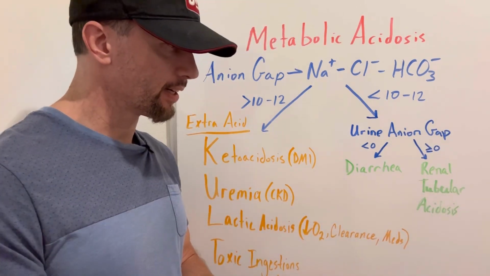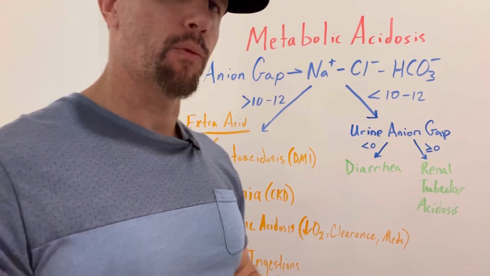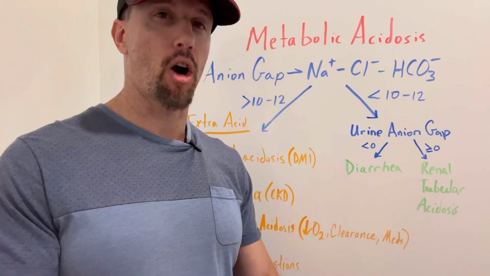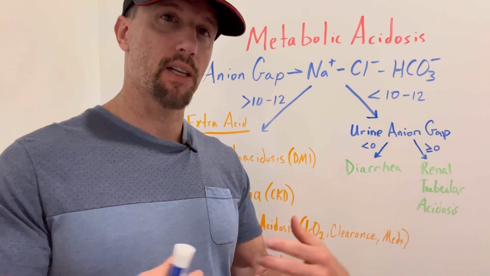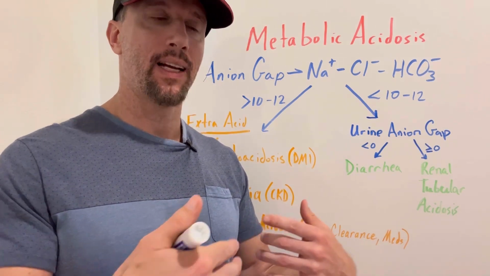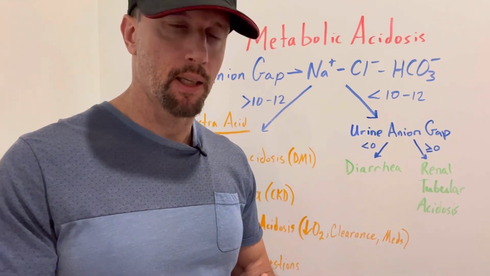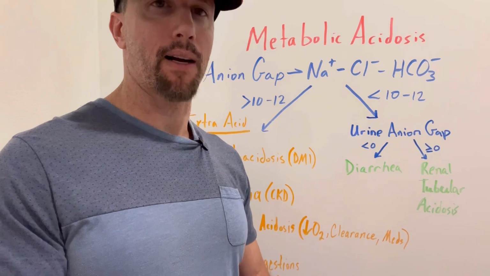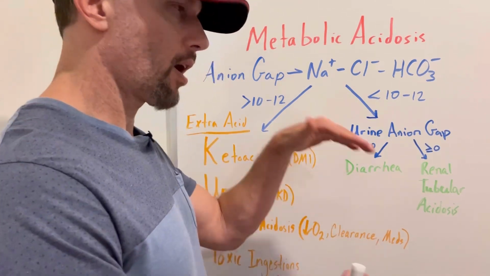So what's happening here with diarrhea, when you have diarrhea, you're losing a lot of bicarbonate because in our small intestine, we have a ton of bicarbonate to buffer that acidic chyme coming from the stomach. So if you're losing that, then you're losing a lot of bicarb from your body, and it's going to drop the bicarbonate.